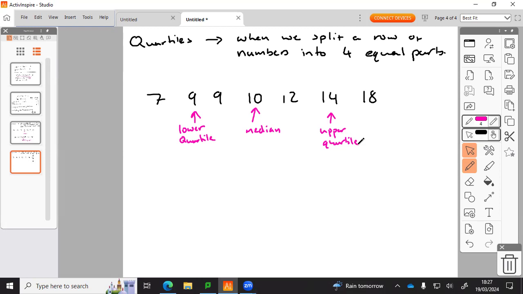Now, that may also be written as Q1, Q2, Q3. So you see what I'm doing there? The median splits it perfectly in half. So those 7 numbers I'm splitting perfectly in half with that middle number. Now if I look to the left of that middle number, I'm splitting that in half again, splitting it right down the middle. And I'm doing the same on the right, upper and lower.